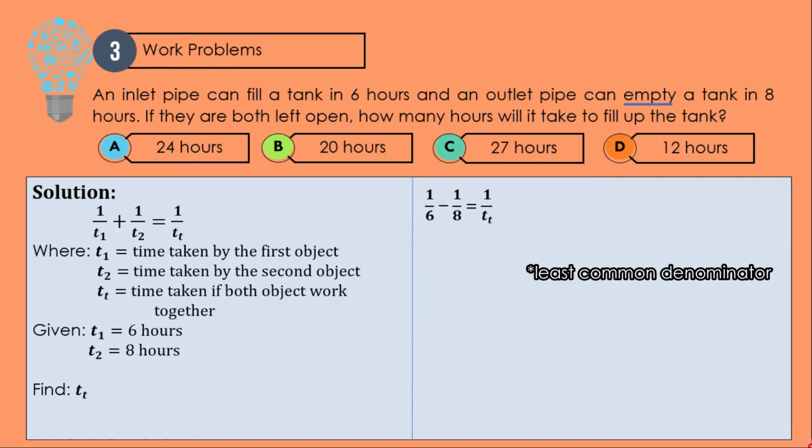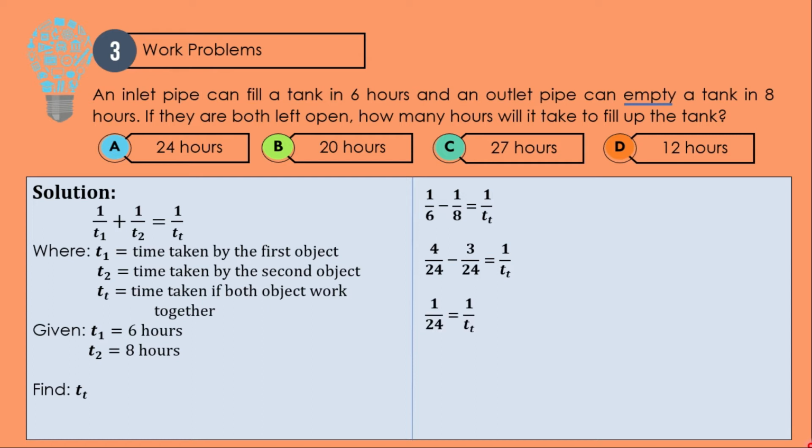Now let's find the greatest common factor of 6 and 8. We have 24, then divide it to the denominator and multiply to the numerator. We have 4 over 24 minus 3 over 24 is equal to 1 over T sub T. We have 1 over 24 is equal to 1 over T sub T. Now let's cross multiply. We have T sub T is equal to 24 hours. So our answer in this problem is letter A.